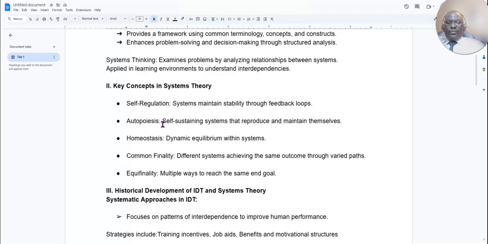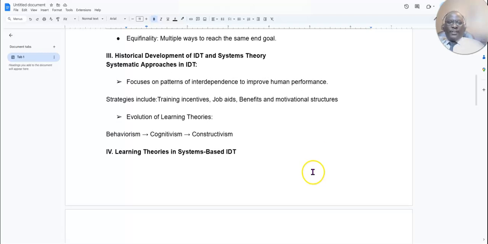So when you can do things in different ways, or when there are multiple paths to success, for example, that reveals how systems adapt and thrive. And multifinality is when different systems achieve the same outcome through varied principles. Now we're going to look at some historical development of IDT and systems theory, the systematic approaches in IDT.